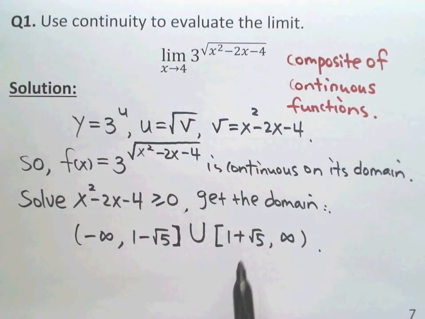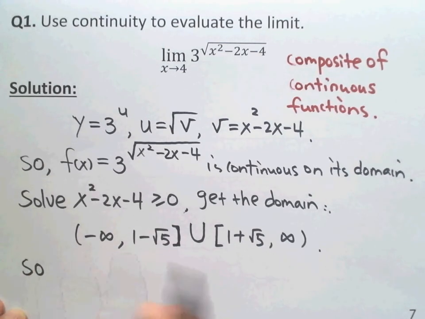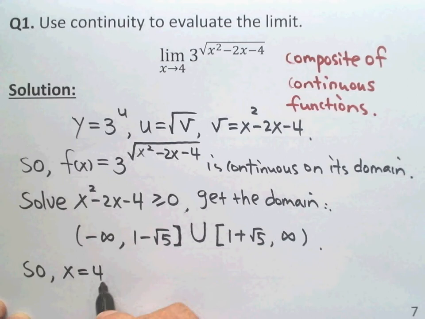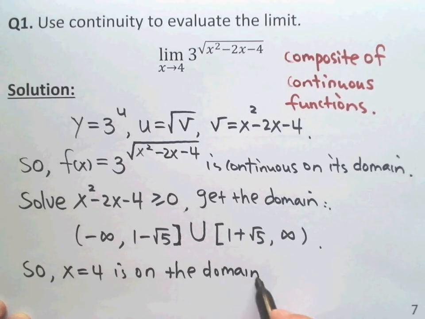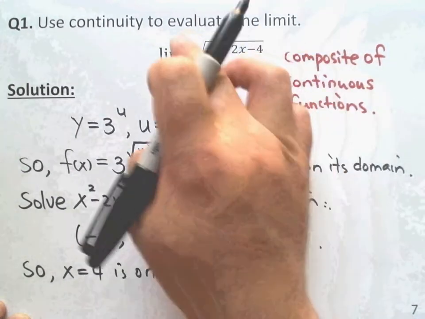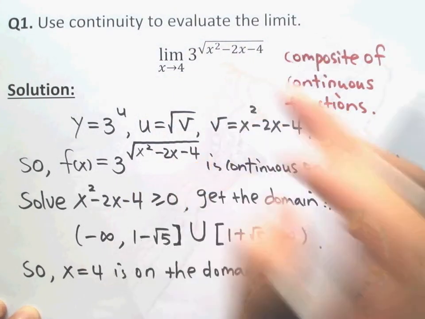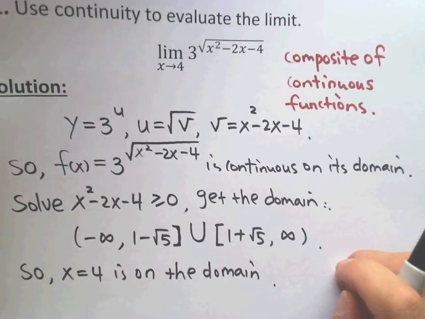Now, what do we see? How about the 4? This number is 2 point something, 3 point something. 4 is bigger than this, which means 4 is in the domain, right? Definitely. So x equals 4 is on the domain. Now we are almost there. The bigger function is continuous, and this a is in the domain, so f is continuous at 4. Therefore, we can do direct substitution. So we made everything ready for the substitution.